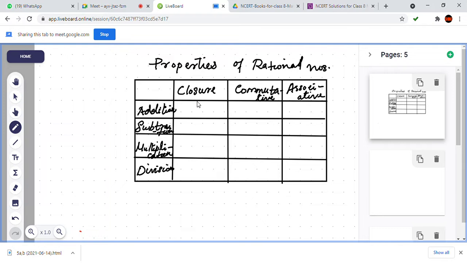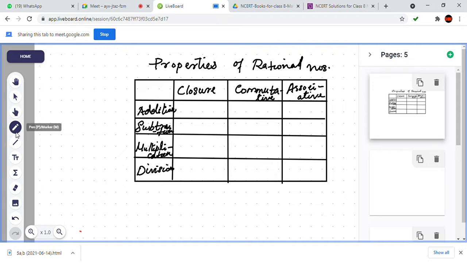Okay, first you can give this heading: properties of rational numbers. Below it, you write the three properties: closure property, commutative property, associative property. And on the side you can write the different operations. In case of the four operations, we can check addition, subtraction, multiplication, and division.